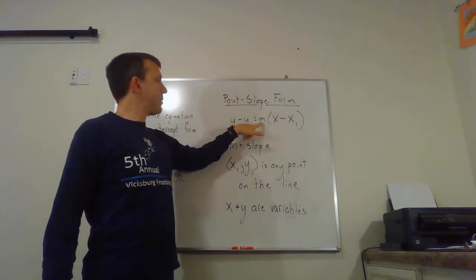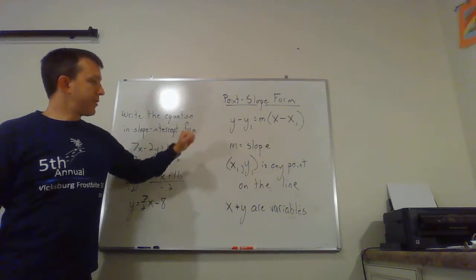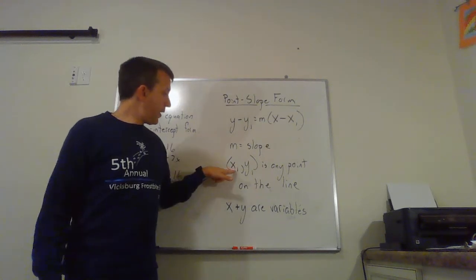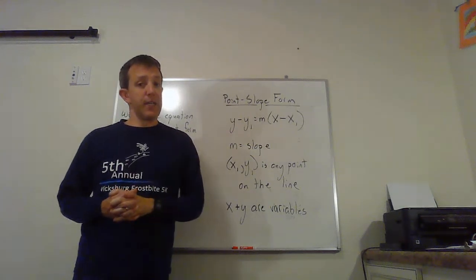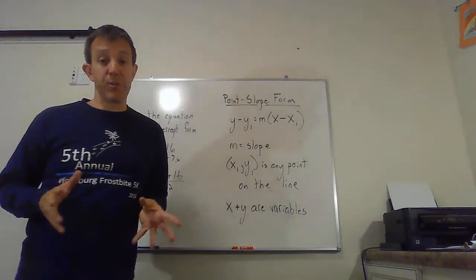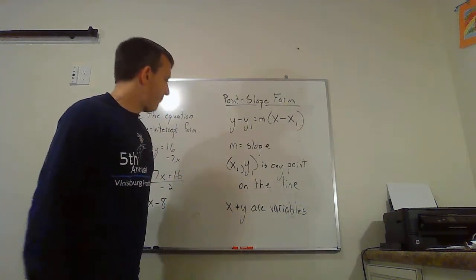y minus y1 is equal to m times x minus x1. Again, m is the slope. x1, y1 is any point that's on the line. Okay, and it doesn't even matter which one. If you have any point on the line, this is going to work.